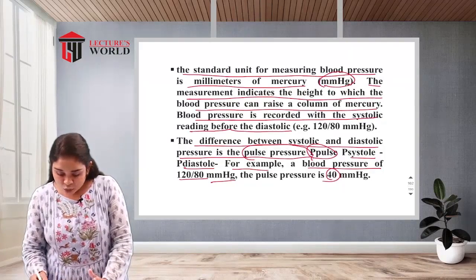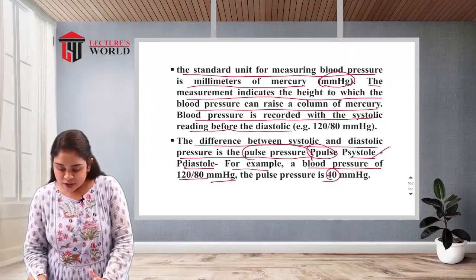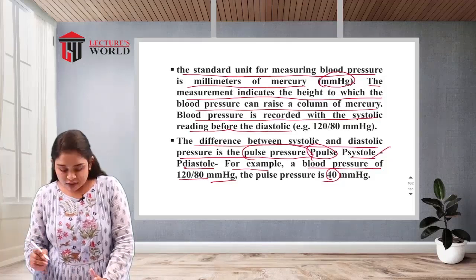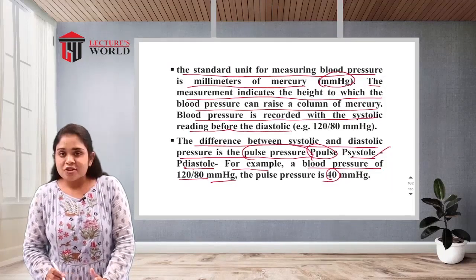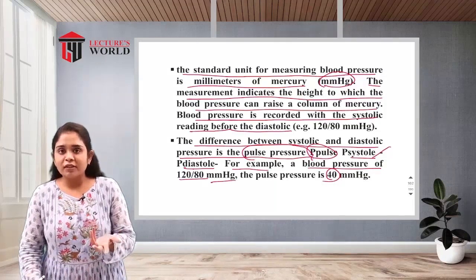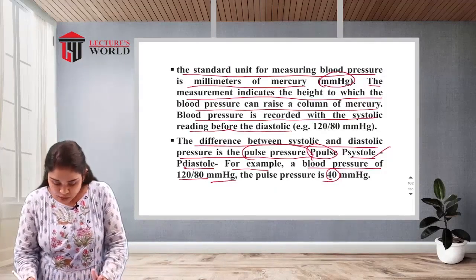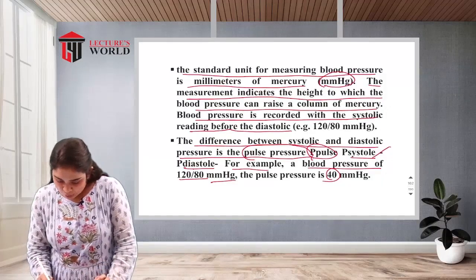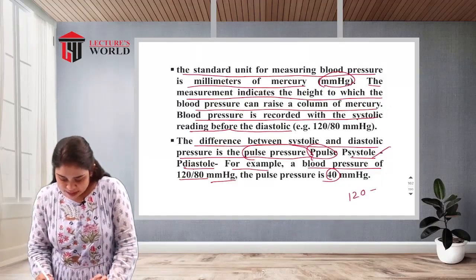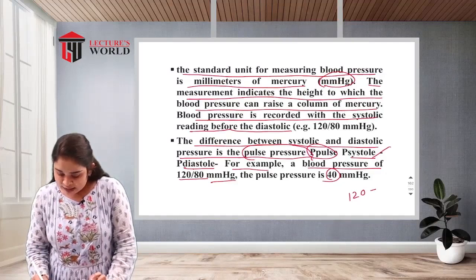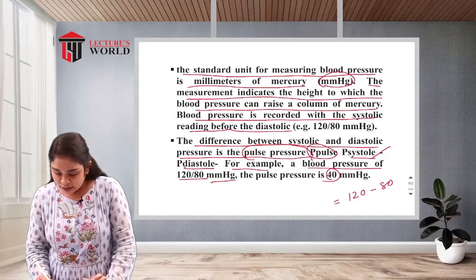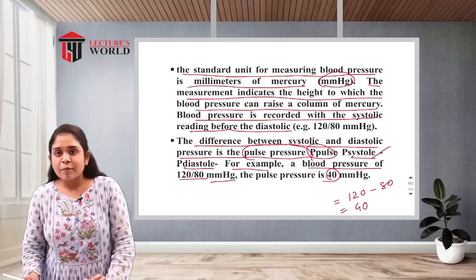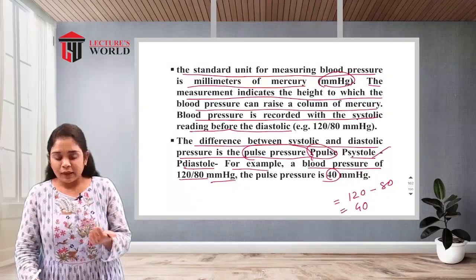So here we take the systolic pressure and subtract the diastolic pressure, and we get the pulse pressure. If the systole is 120, minus diastole 80, we do this and we get 40 mm of Hg. So that will be the pulse pressure.